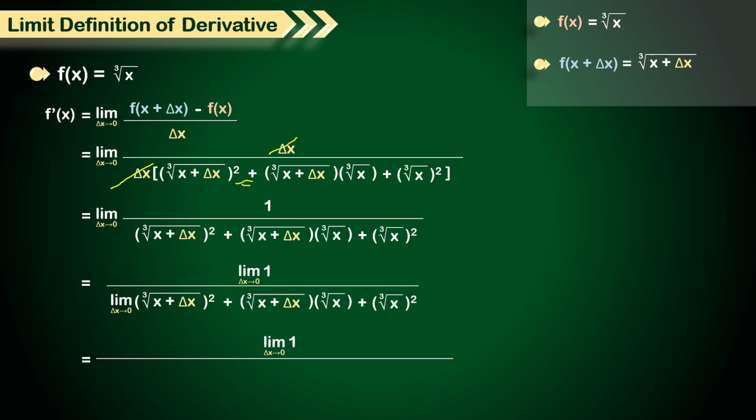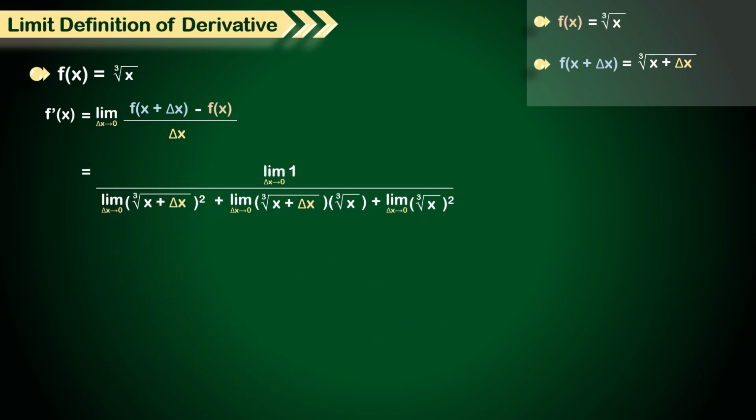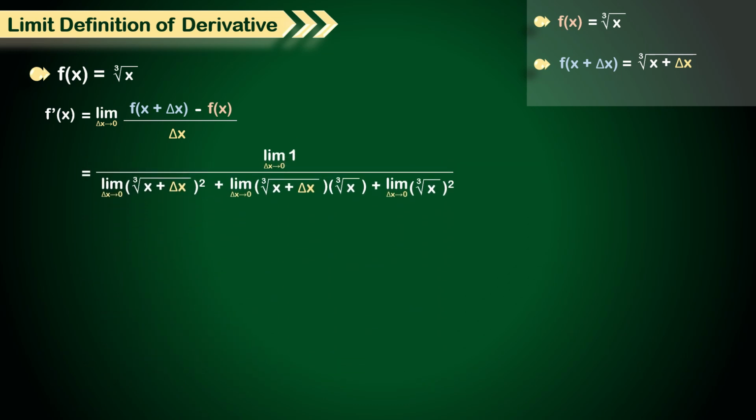Limit of the first term as delta x approaches 0 plus limit of the second term as delta x approaches 0 plus limit of the third term as delta x approaches 0. Continue to apply the limit property in the denominator.